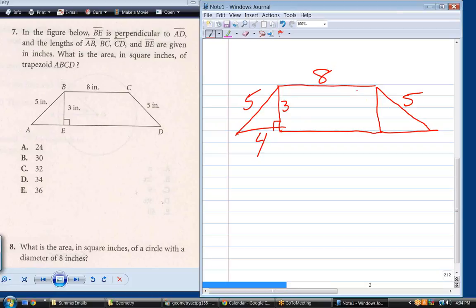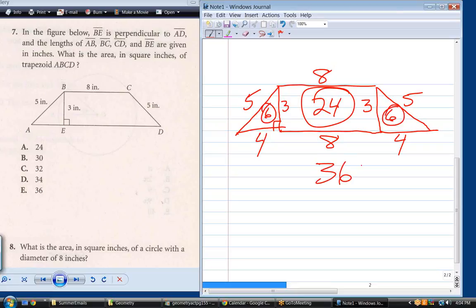Okay? So, if that is a 3, 4, 5, and we know that this is similar, that's also got to be a 3, 4, 5. What's this dimension here? 8. What's the area of the rectangle? 4. What's the area of this triangle here? 6. And the other one? 6. Add them all up, you get 36. That's the answer.